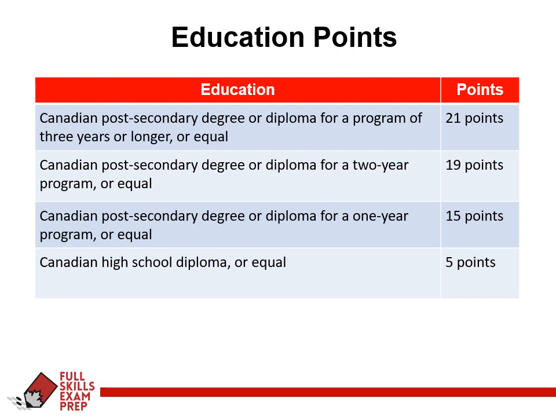Remember that the high school diploma is the absolute minimum in this. So even if a person gets all of the points available for everything else and maybe has 90 points in this, but doesn't have a Canadian or the equivalent of a Canadian high school diploma, then that person does not meet the minimum requirements of this program.